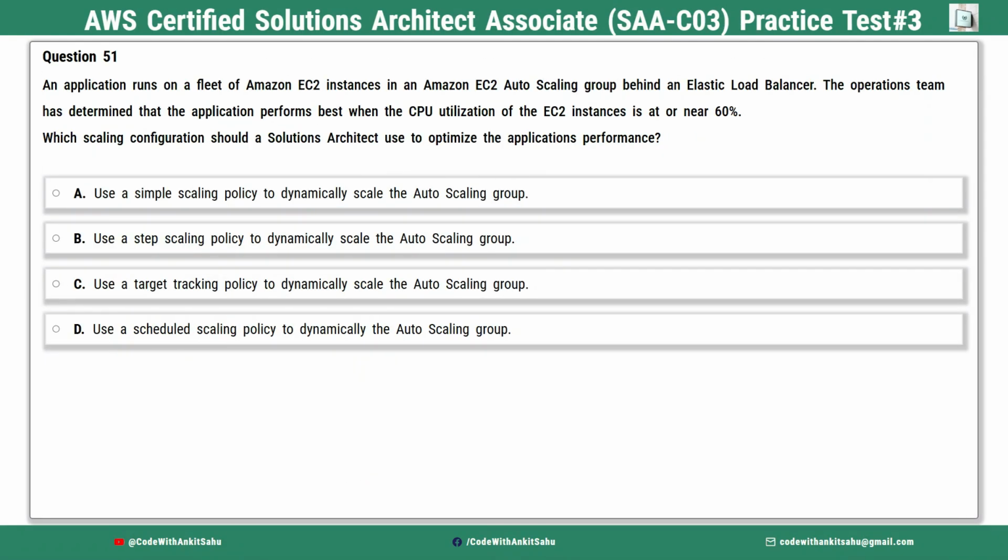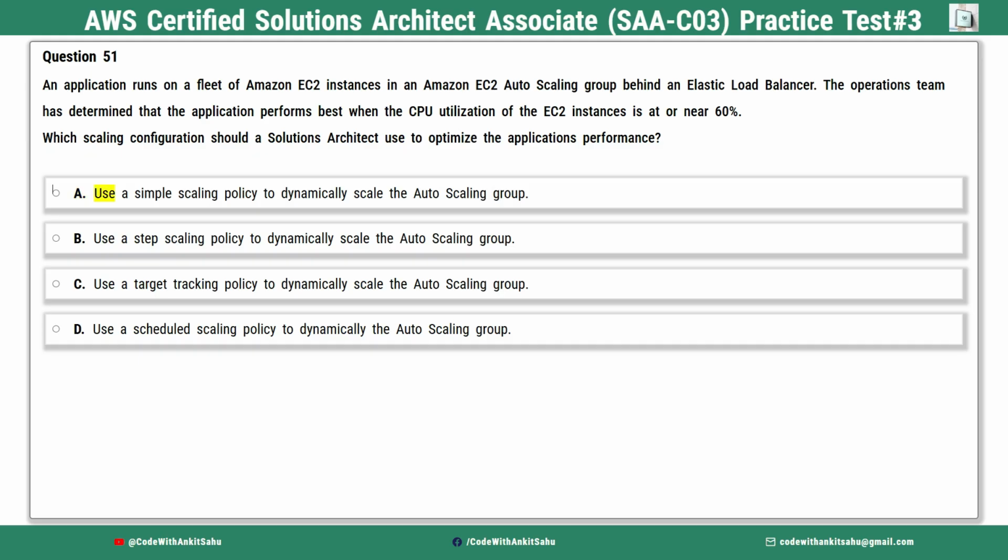Question 51. An application runs on a fleet of Amazon EC2 instances in an Amazon EC2 Auto Scaling group behind an Elastic Load Balancer. The operations team has determined that the application performs best when the CPU utilization of the EC2 instances is at or near 60%. Which scaling configuration should a solutions architect use to optimize the application's performance?